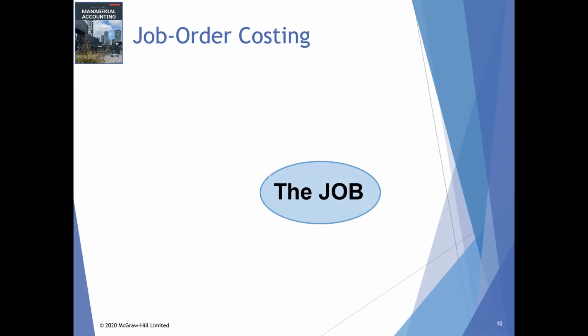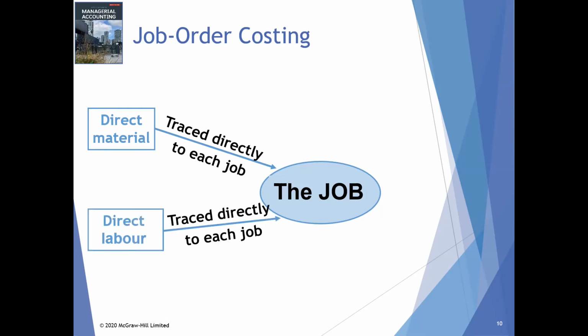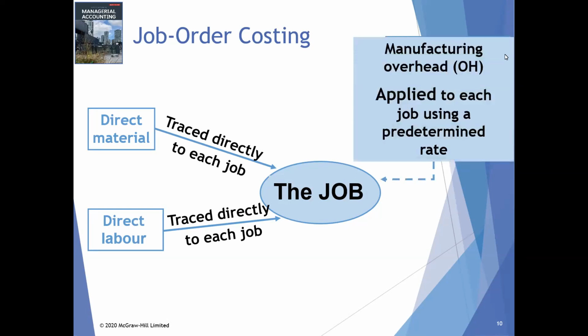Okay, so now what is the meaning of a job here? Here the job means we can say direct material is traced directly to each job: job number A, job number B, job number C, job number D. Direct labor is exactly the same, it can be traced, right? Overhead is applied to each job using a predetermined rate, which is the rate that is already fixed. Already we have that rate in our mind, right? So that is the job cost, job order costing system.